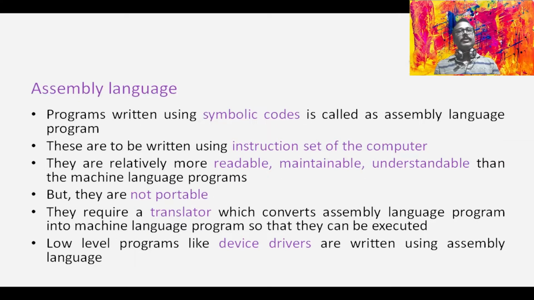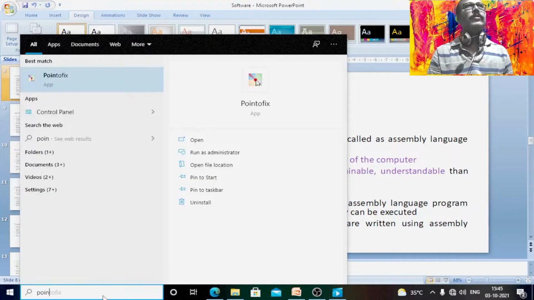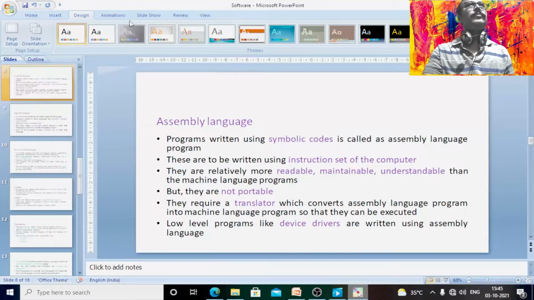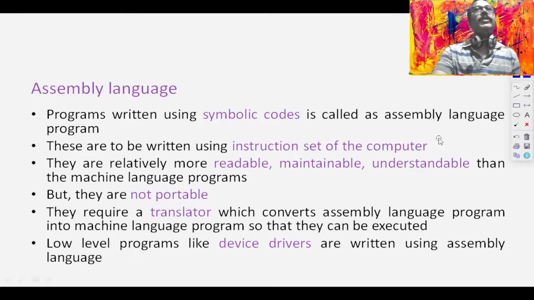Assembly language. In the case of assembly language, the program is written using what are called symbolic codes. I'll just try to show you. The program is written using assembly language. So here there will be symbolic codes. Instead of only ones and zeros, there will be symbols.